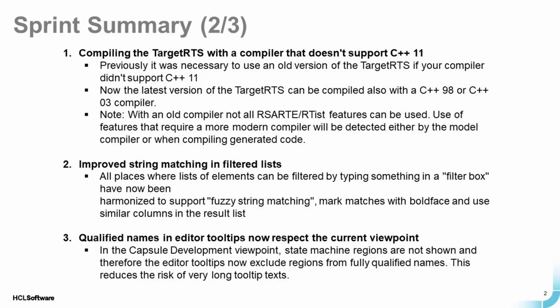Another usability improvement is when it comes to qualified names. So now these names that appear in tooltips, for example, in the code editor, but also in some symbols, now respect the selected viewpoint. So if you have the capsule development viewpoint selected, which is usually the recommended viewpoint to use, then the regions which are not shown in the Project Explorer are also filtered out from the tooltips to make them shorter. And especially for nested state machines, this can significantly reduce the length of the tooltips.